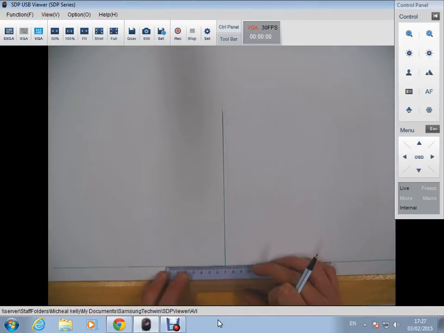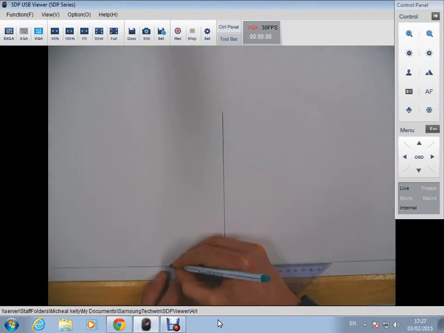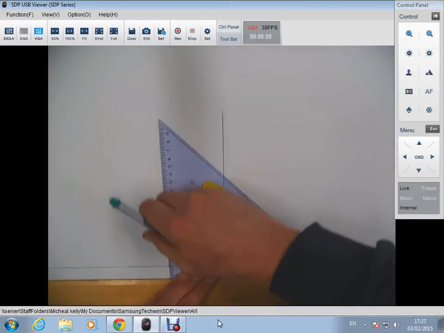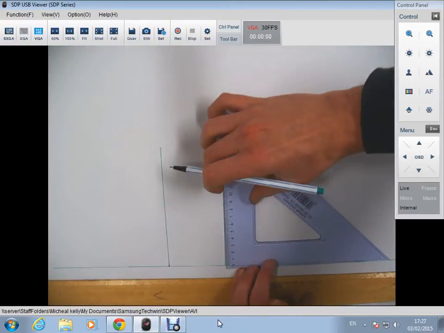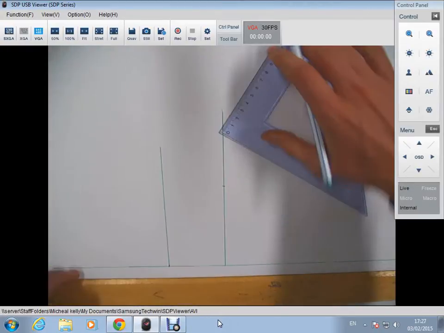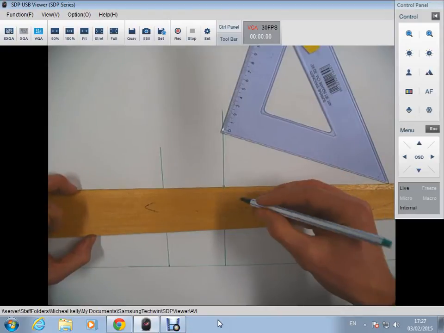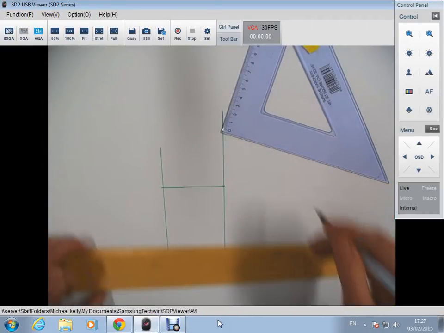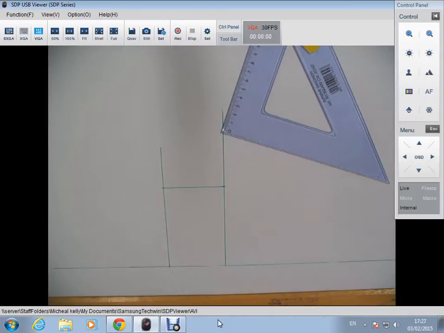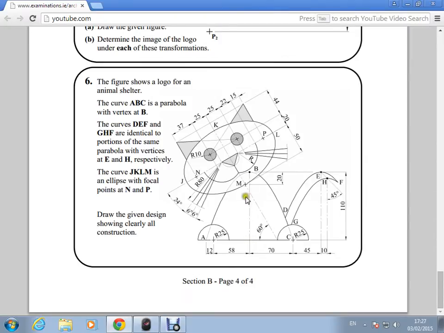70 wide. Take a line vertically up using my set square, and 110 high. Half of my parabola is going to fit inside this rectangle. So that rectangle would fit around the outside here like this.